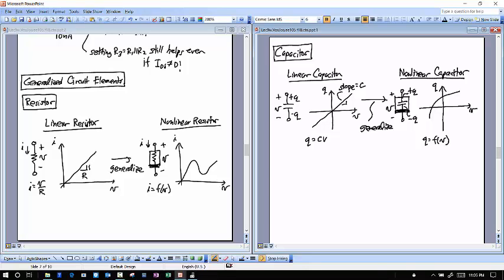Okay? And so I should also say there are also nonlinear inductors. Okay, but we're not going to cover these because these are not found in low to mid frequency integrated circuits. I'll just say generally not seen.